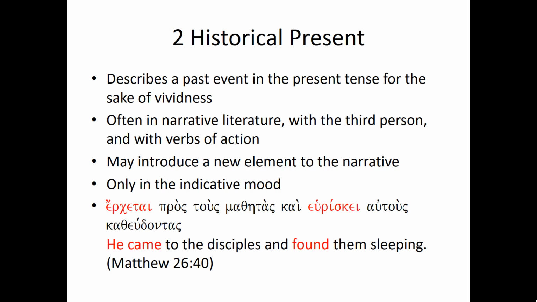So here's an example from Matthew 26:40. Erchetai pros tous mathētas kai heuriskei autous katheudontas. These are present tense verbs. Erchetai means he comes or he is coming, and heuriskei means he finds. But when they're in this sort of a context, they will often be translated in the past tense. So if you're looking at your text and you see an English translation that uses past tense, but you say, hey, wait, this is present tense, well, what they're saying is this is a historical present. So very frequently you'll just translate it, he came to the disciples and he found them sleeping.